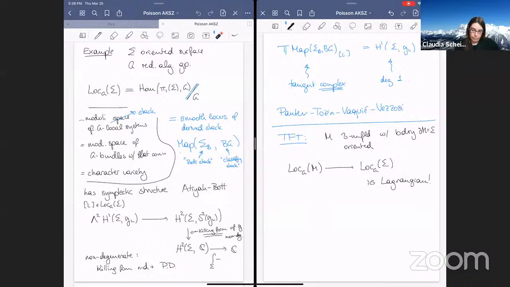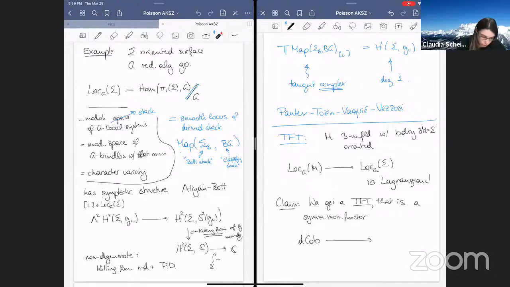And yeah, do I want to write this down? Maybe I don't want to write this down. And the claim now is that we actually get a topological field theory, that is, a symmetric monoidal functor going from a category I will call Decob to a category I will call Lag.